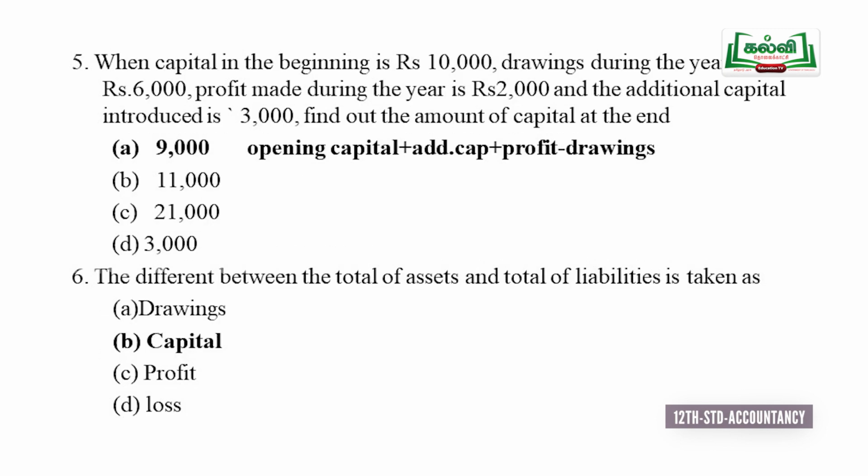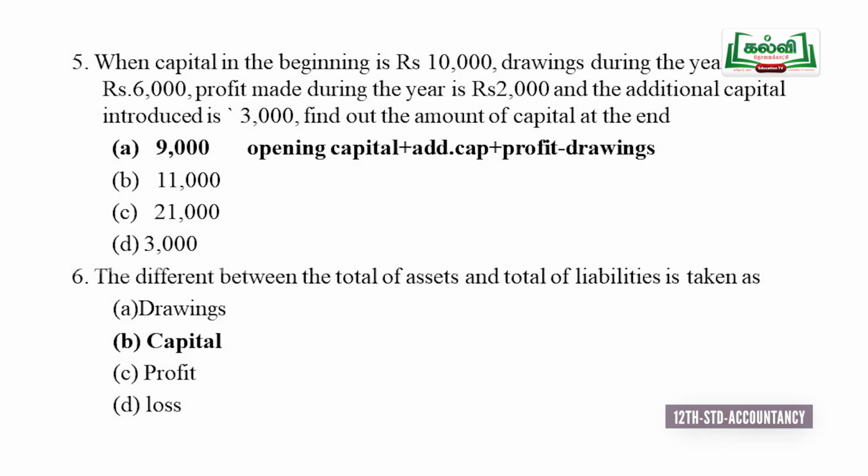Next, we pass on to the fifth question. Capital in the beginning, that is opening capital, is 10,000, drawings during the year 6,000, profit made during the year 2,000, additional capital introduced 3,000. Find out the amount of capital at the end.